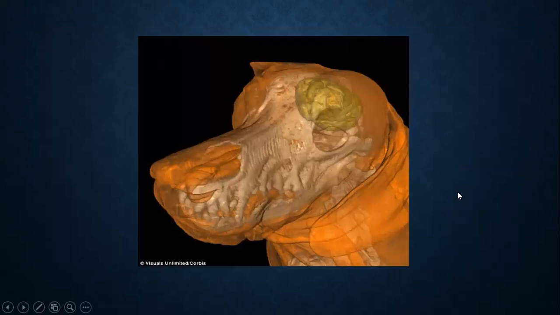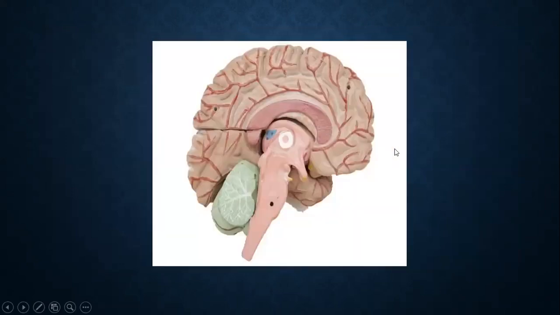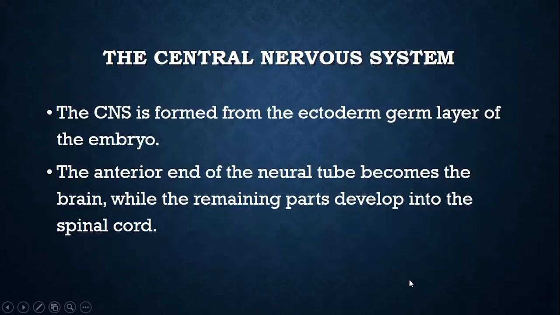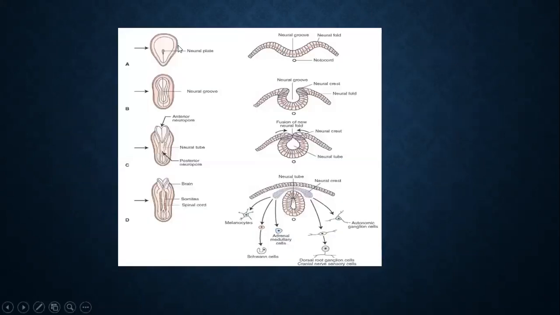So the brain, and these are basically the parts of the brain which you will later have to be familiar with. So we are now in the central nervous system. The CNS is formed from the ectoderm germ layer of the embryo. You've already known that in breathing. The anterior end of the neural tube becomes the brain, while the remaining parts will develop into the spinal cord. We get to know this even more in embryology and the development of this. I'm just giving you a preview.